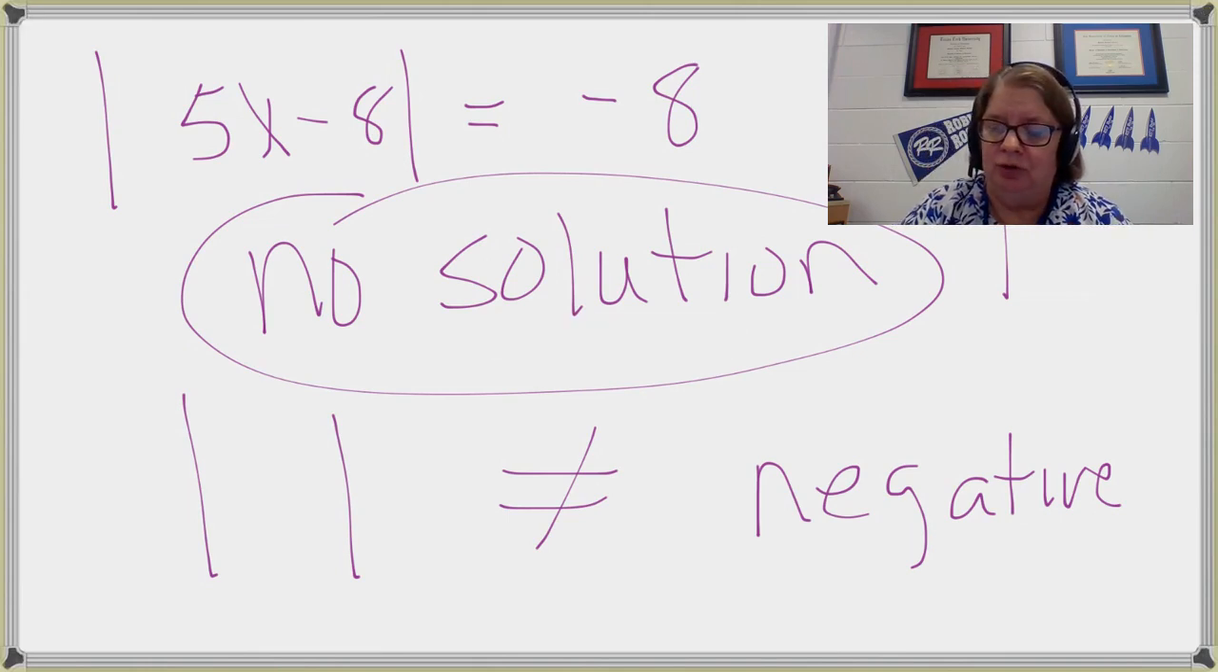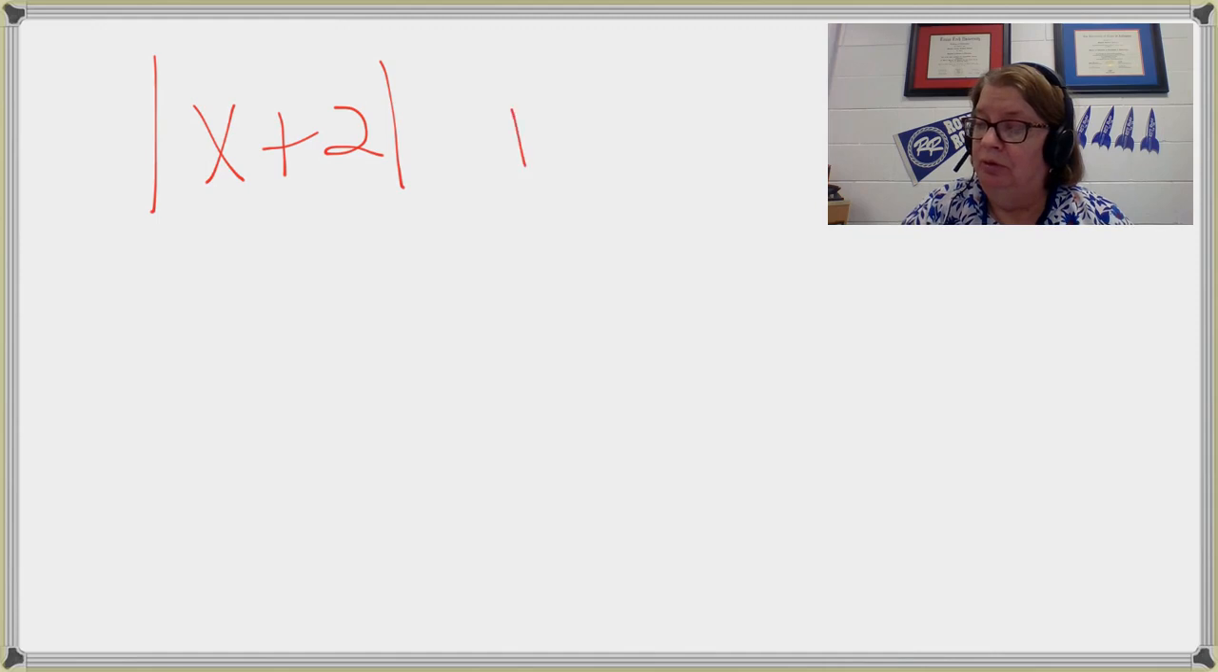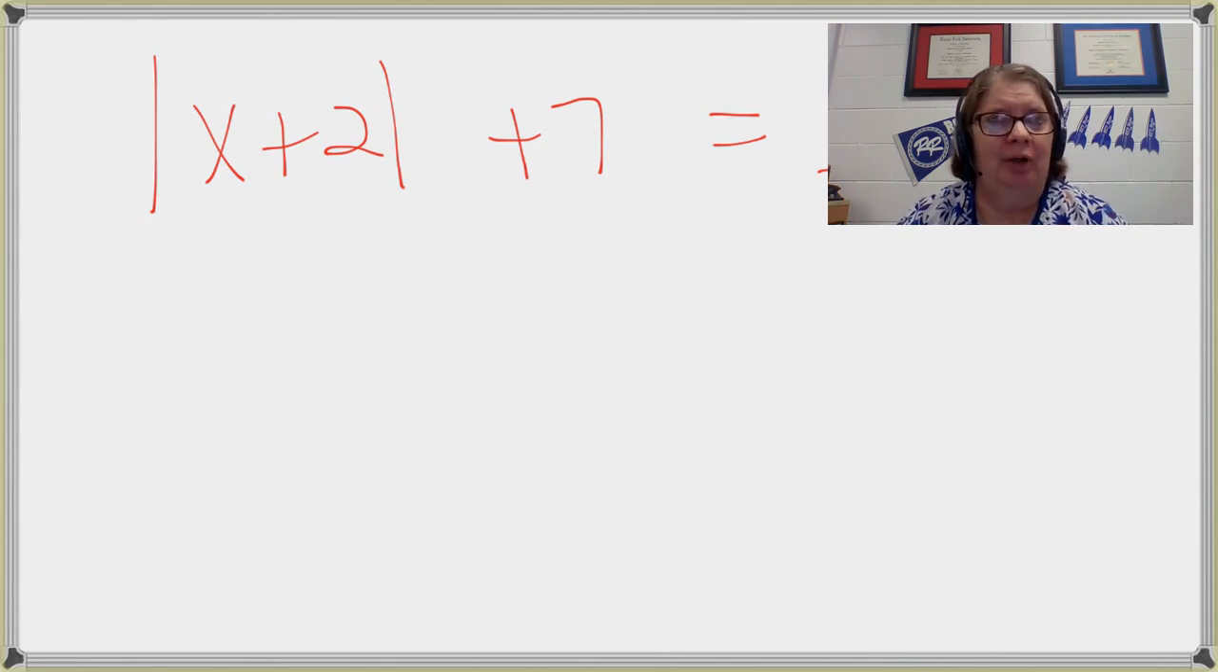All right, I'm going to let you try. I'm going to write this one down, and then I want you to try it. Pause your video, try it, and then play your video again and check it. Absolute value, x plus 2, plus 7 equals 30. Pause the video, try this problem, and turn it back on and see if you got it right. Welcome back. I hope you tried it and didn't just forward through.